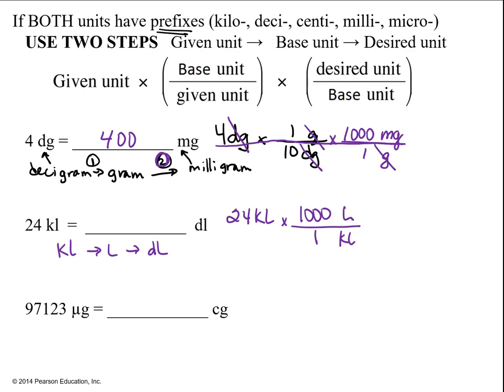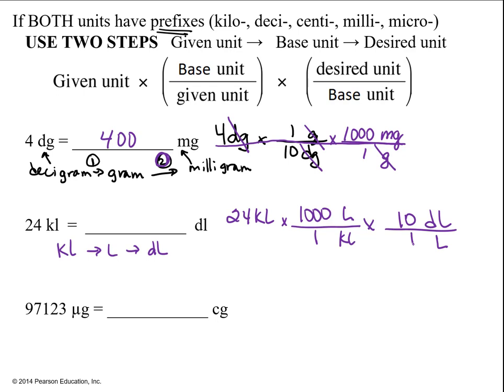Now I've got to do the second step. In the second step, what do I put on the bottom? Liter. The unit you had on top in the first step goes on the bottom in the second step. And then I can put my answer, which is deciliter. Anytime you see deci, what do you put in front of it? 10 and a 1.